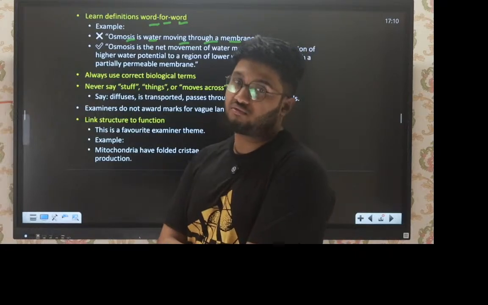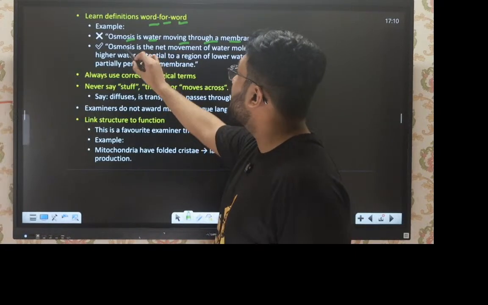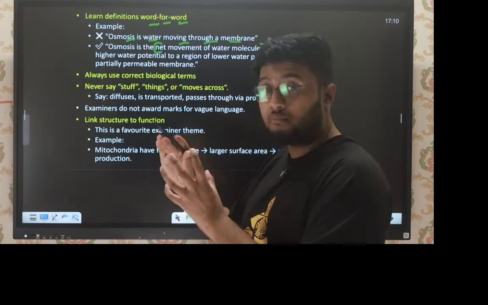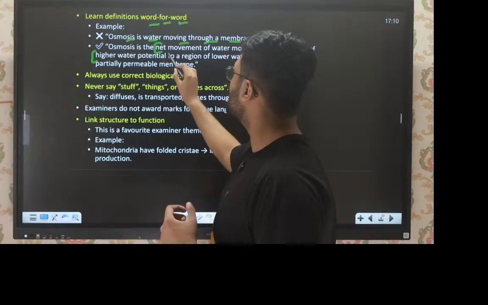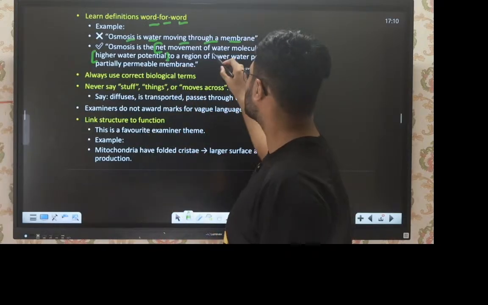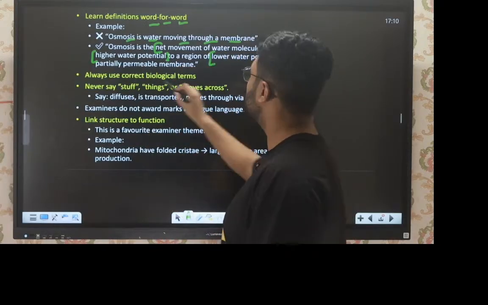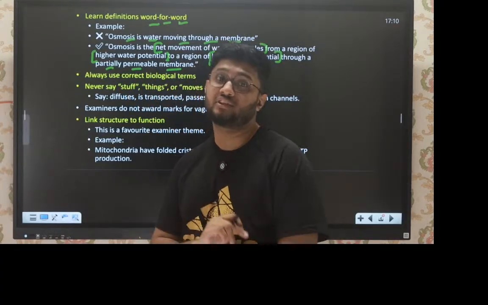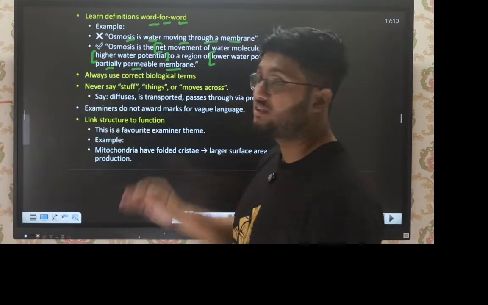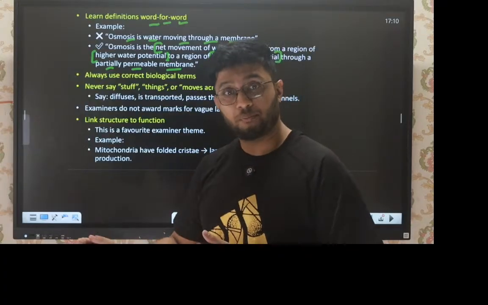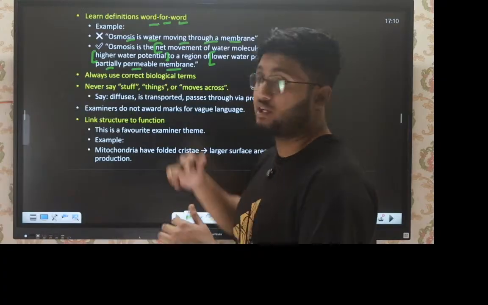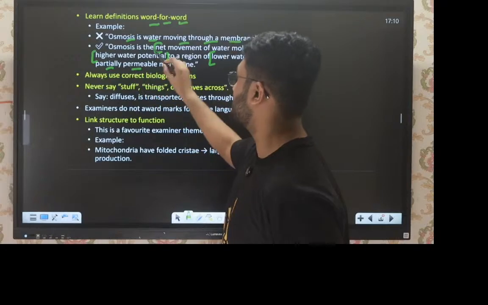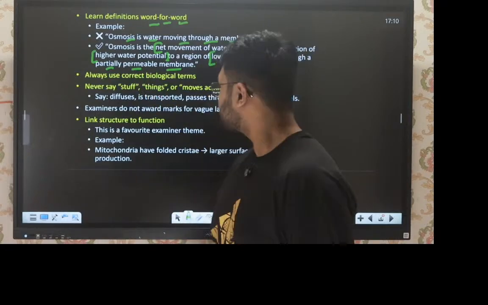You will not get a mark, unfortunately. But if you say osmosis is the net movement of water molecules from a region of high water potential to a region of lower water potential through a partially permeable membrane. See how beautiful the definition is. You have mentioned the concentration difference, high to low. You have also mentioned the partially permeable membrane. So these points are what's going to give you the marks.